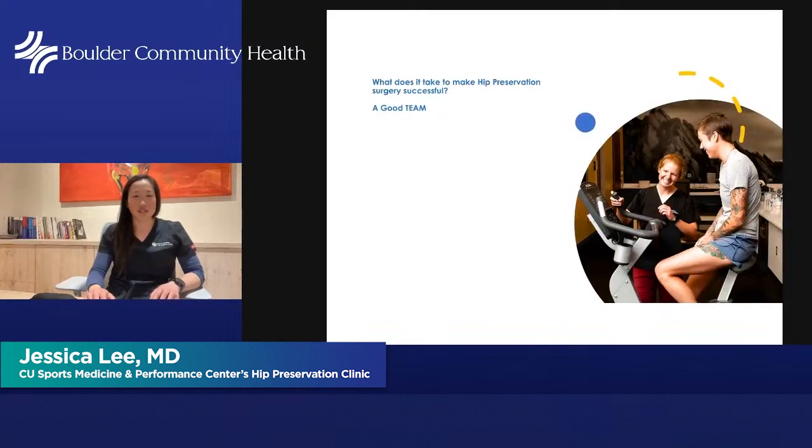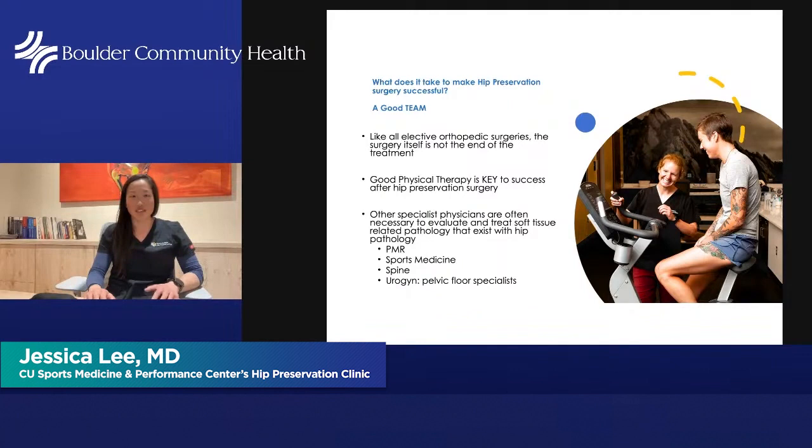What else does it take to make hip preservation surgery successful? It takes a good team. So like many elective orthopedic surgeries, the surgery itself is not the end of the overall treatment that the patient has to go through. So good physical therapy is key to success after hip preservation surgery to regain motion, to progress activities and strength as people start the healing process, not only from a bony standpoint, but from a soft tissue standpoint. And in addition to that, because hip pathology is so complex and exists with things like spine pathology, with SI joint pathology and pelvic floor pathology, a lot of people have lived with a whole cadre of symptoms for a very long time that coexist simultaneously.